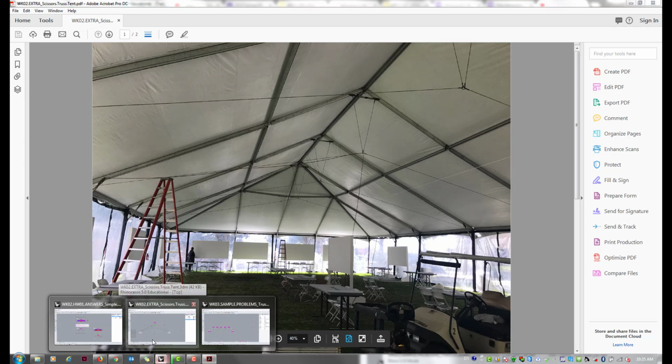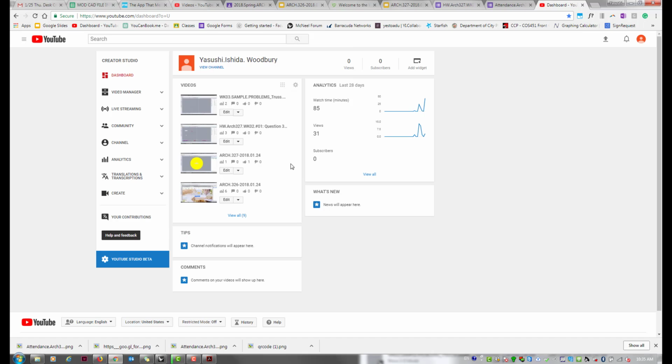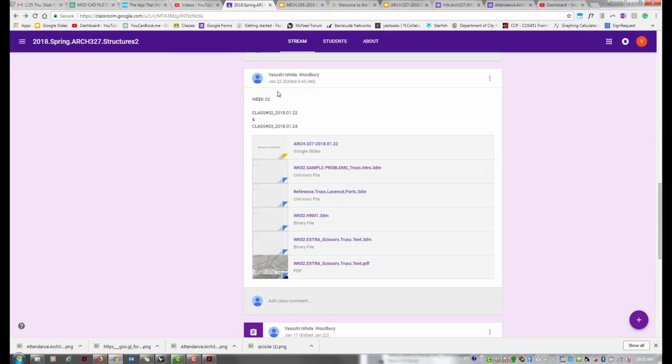So if you open that extra analysis, that's basically what this is. What is this file? Oh, okay. So I posted under last week's announcement, so week 2, right? I posted these 2 files called week 2 extra scissors truss.